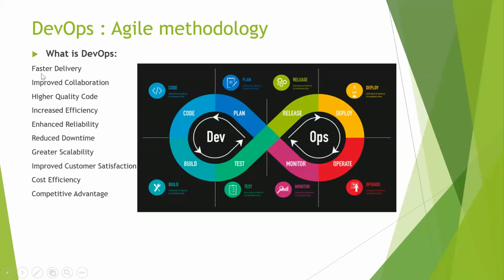So let's discuss one by one. Let me finish the definition. It is a combination of Dev plus Ops, which will make sure that they are transparent and communicate with each other by providing continuous integration and delivery with high quality of the code. So that is all about DevOps.